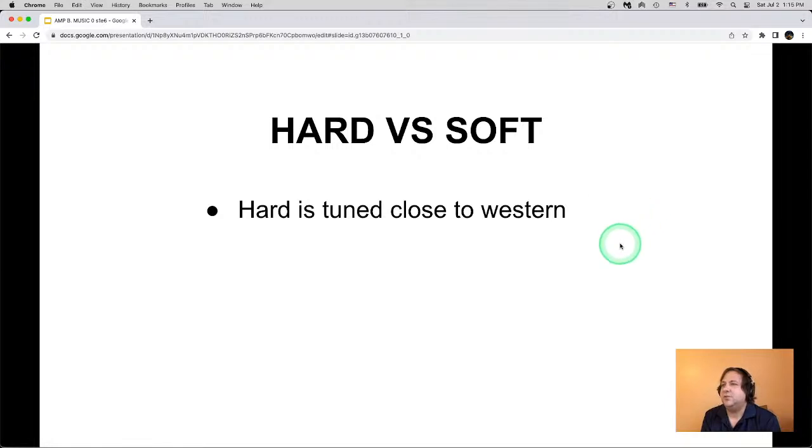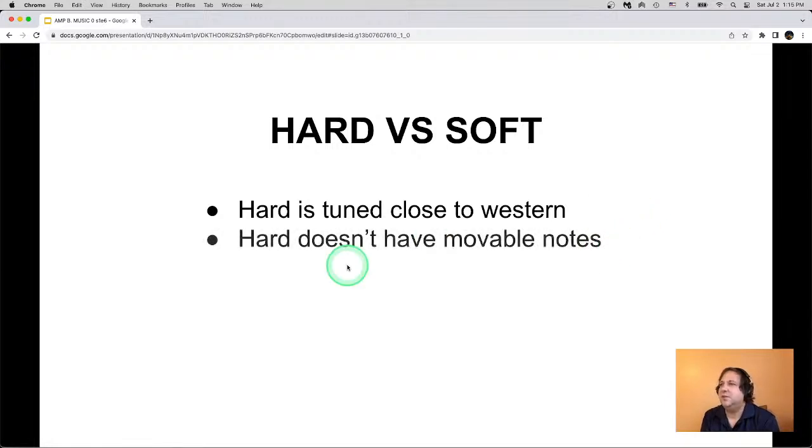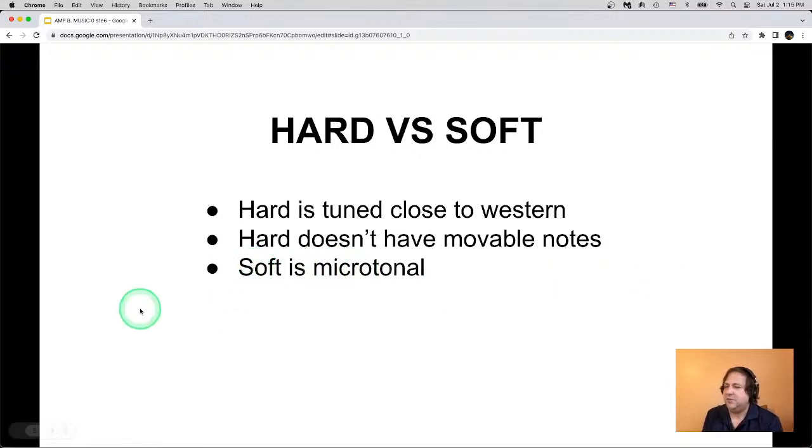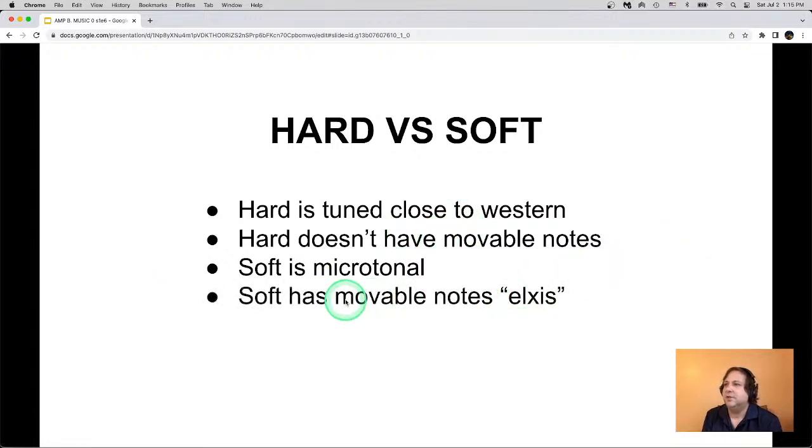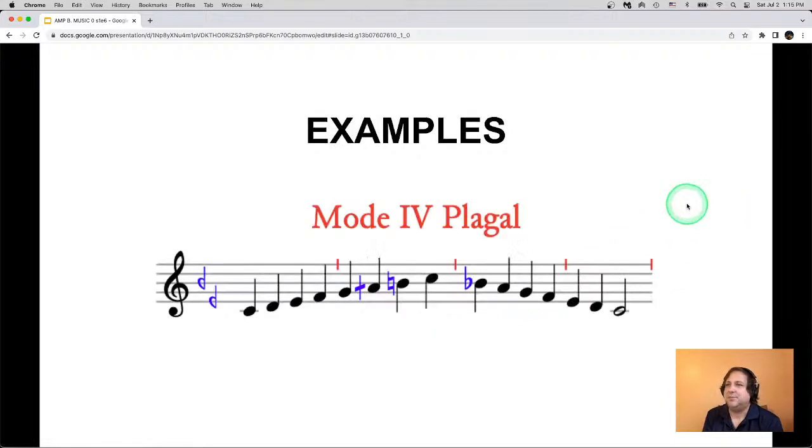Hard versus soft. We just talked about this. Hard is tuned basically to Western music. It usually also doesn't have any movable notes. What are movable notes? Notes that basically can be attracted to another note in a microtonal way. We'll get into that in a little bit. Soft tuned modes are always microtonal. The notes are in between the notes on the piano. And soft has these movable notes known as elxis. So here's our examples that we reviewed last week, but we're going to review them again.